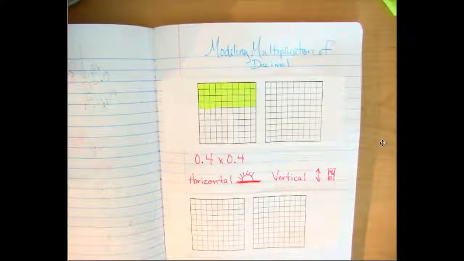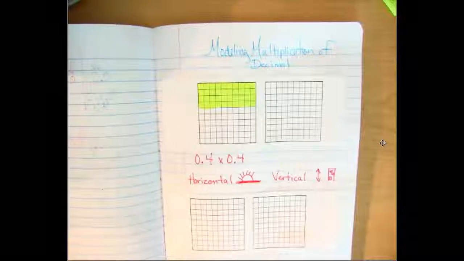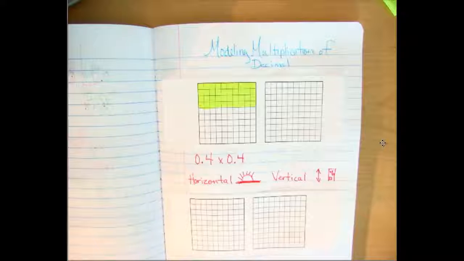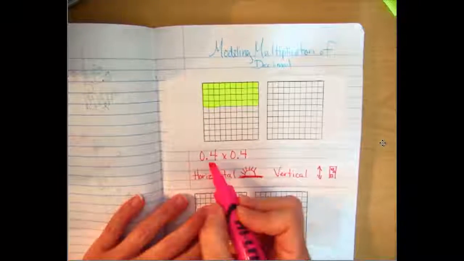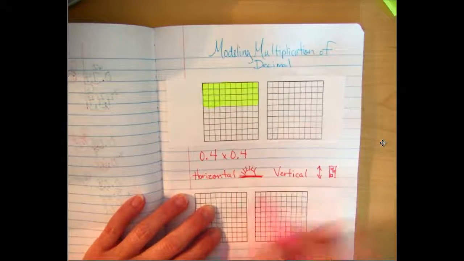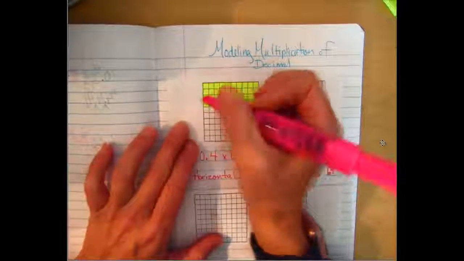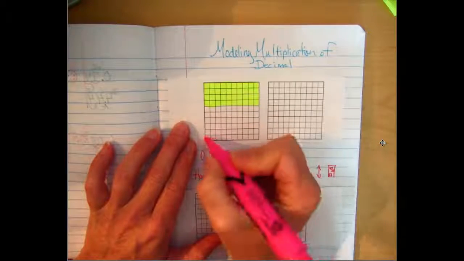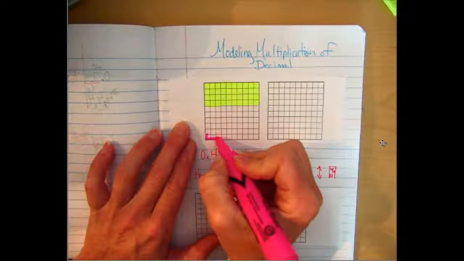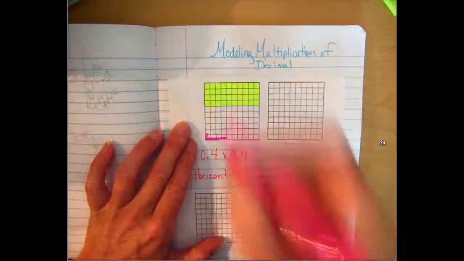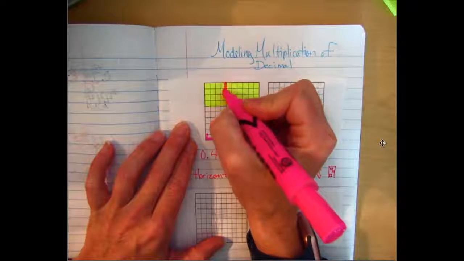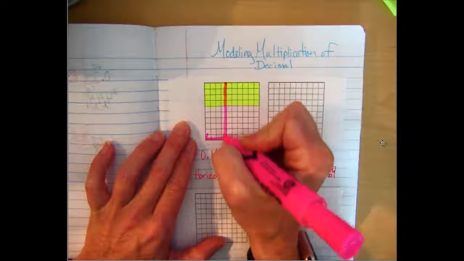Now when we're going to multiply, we're going to show what 4/10 of 4/10 is. Remember when we were doing our multiplication word problems with fractions, when we show what 1/2 of 10 is, we're multiplying 1/2 times 10. With this one, we're showing 4/10 of 4/10. So now we're going to shade in 4/10 vertically. So I'm going to go in here and I'm going to shade 1, 2, 3, 4 this way.